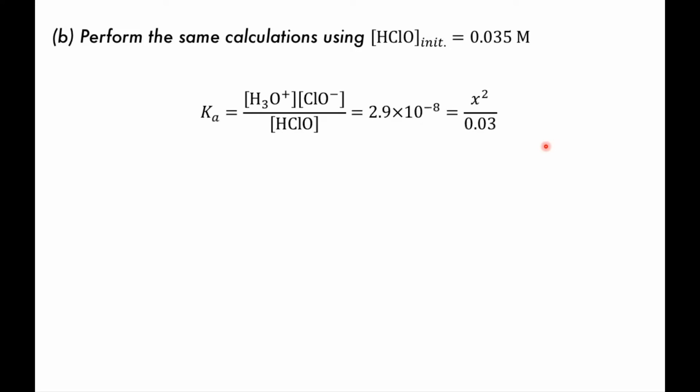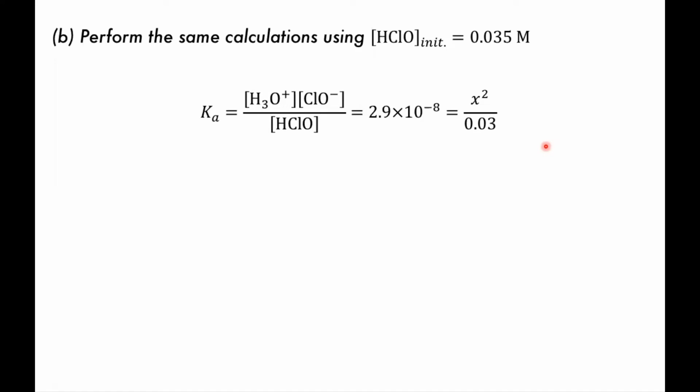So the next one then is to perform the same calculation using a different initial concentration of hypochlorous acid. In this case, we make use of a lower concentration by about an order of magnitude, which is 0.035 molar. So we have the same reaction table. We won't write it out here, but we can create the same expression for Ka. So Ka is equal to products over reactants, and that's equal to 2.9 times 10 to the minus 8. That 2.9 times 10 to the minus 8 was given to us in the question. Usually it's either given to us or it's the target of the question.